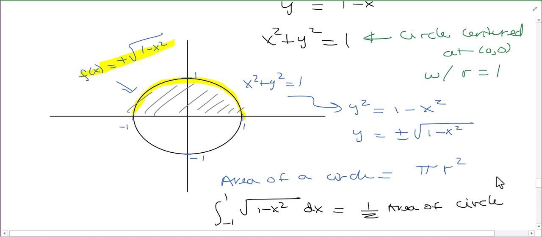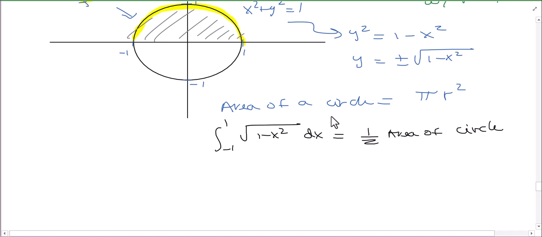Of the circle shown, I should say. The circle has radius 1. So this is going to be 1/2 pi r squared. r is equal to 1, so 1 squared is 1. So just pi over 2 is the area.